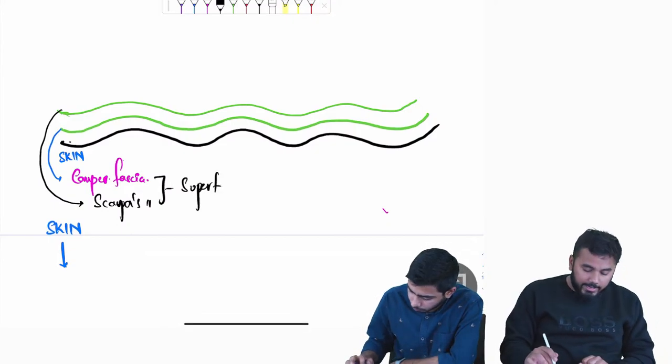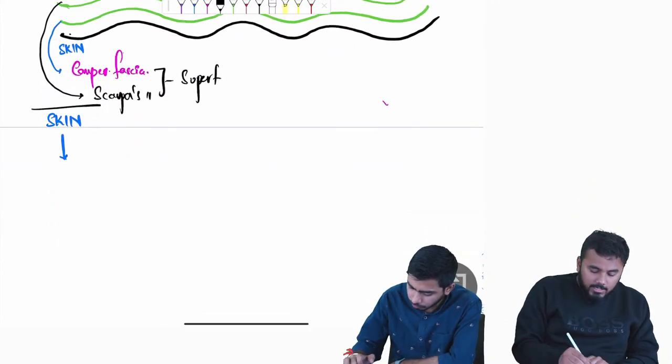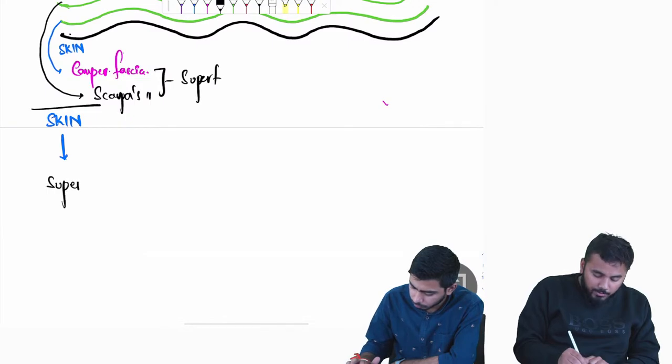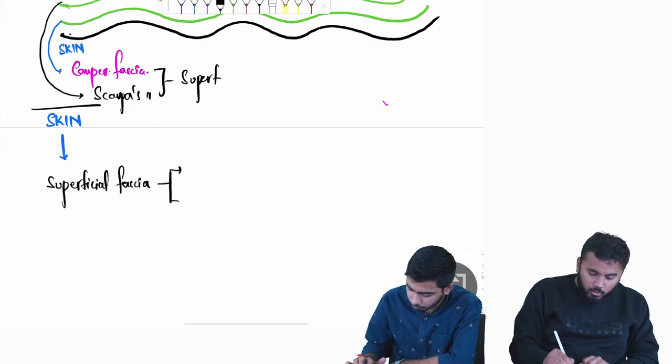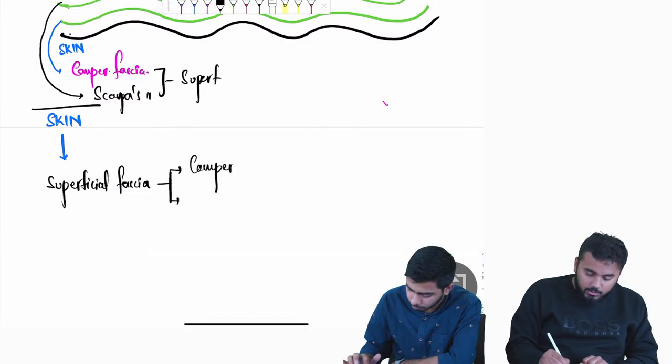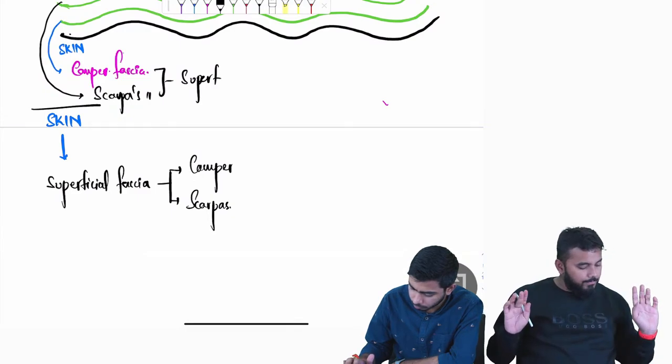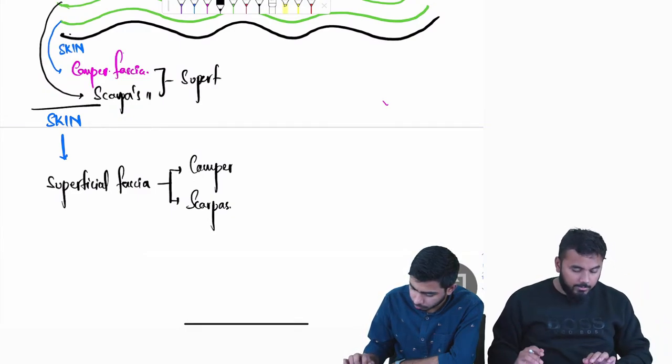Okay. So can I write it down here? The first layer will be the skin. After that, we have got superficial fascia, and superficial fascia is divided into two. The outer one is called the camphor fascia and the lower one is called the carpus fascia. Clear? Fine. Thank you, Roy. Thank you for correcting me. Thank you so much.